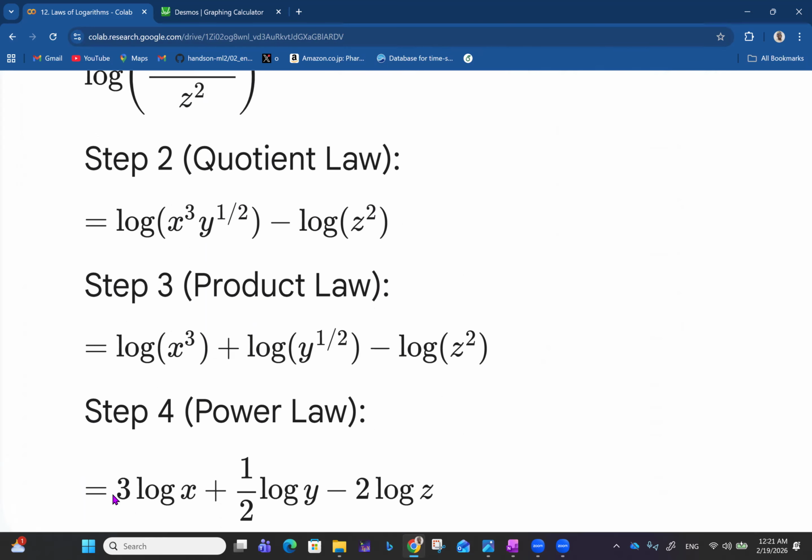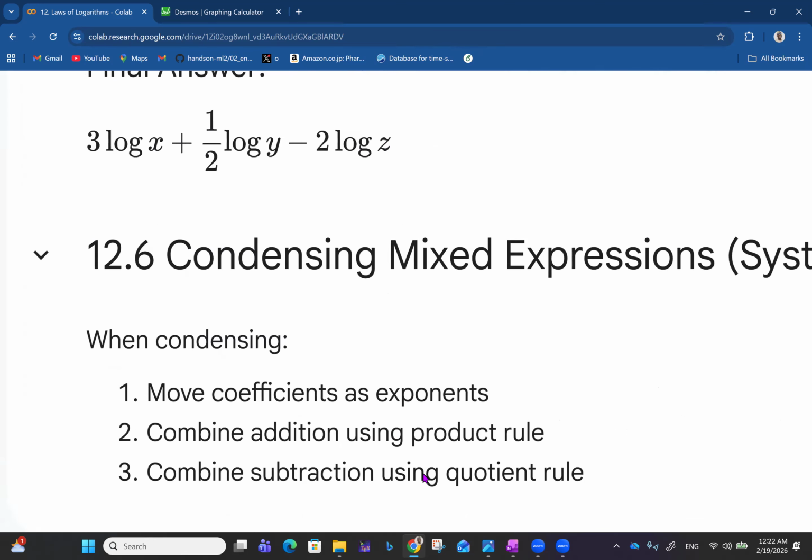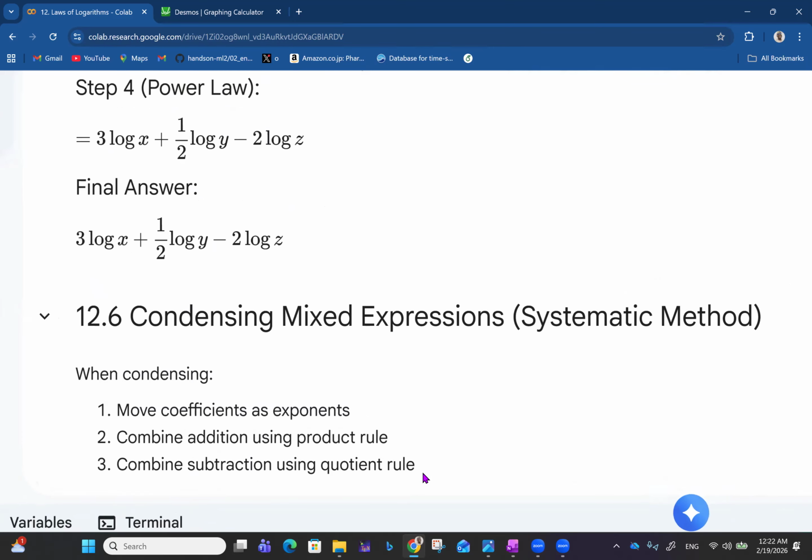So you have 3 log x plus half log y minus, this is log z squared, that's minus 2 log z. So the final answer is simply 3 log x plus half log y minus 2 log z, like that. Of course, you can also do the same thing with condensing mixed expressions systematically.